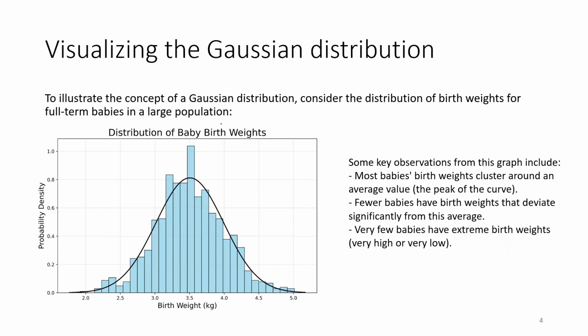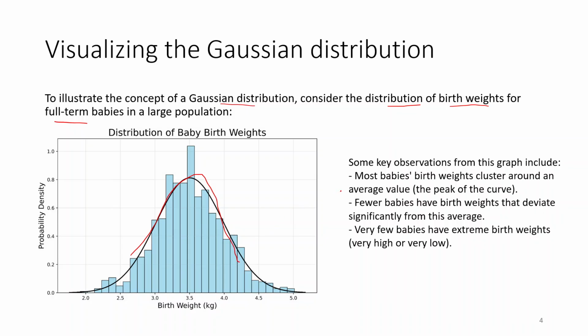Here you are looking at a graph which illustrates the concept of the Gaussian distribution. We will consider the distribution of the birth weights for full-term babies in a large population. That is, when a baby is born, the weight of that baby is taken and plotted in the form of a graph, the Gaussian distribution. When we plot the birth weight with respect to the probability density function, we can see the graph comes out like a bell-shaped curve.